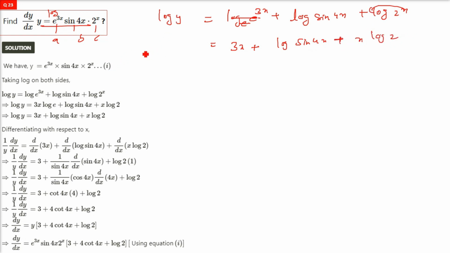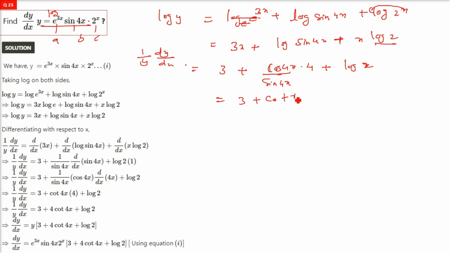Now we have dy by dx, so 1 by y dy by dx, I am differentiating the right hand side. So 3 into x, 3 it will be. Log sin 4x, so 1 by sin 4x will be cos 4x, and the derivative of 4x will be 4. And then we have x log 2, log 2 is constant. So don't worry about log 2, it will be only the differentiation of x which is going to be 1. So 3 plus cos by sin is cot 4x, 4 of cot 4x, plus log 2.